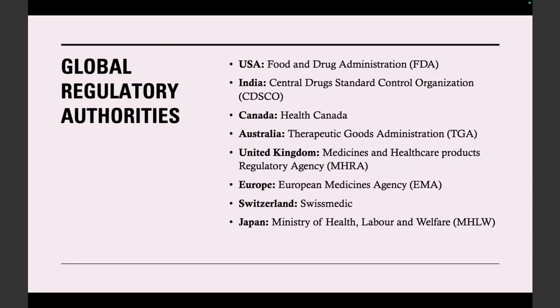The global regulatory authorities. Every country has its own regulatory authority responsible for drug and clinical trial oversight. The USA has the Food and Drug Administration. If you are doing any clinical trial study there, then you have to take approval from the FDA. In India, we follow CDSCO, the Central Drugs Standard Control Organization. In Canada, Health Canada; in Australia, the Therapeutic Goods Administration. So the respective countries have their own agencies, and without these agencies, we cannot do any clinical trial in that country. And if you are conducting a global trial, you need to align your study with each region's regulations.